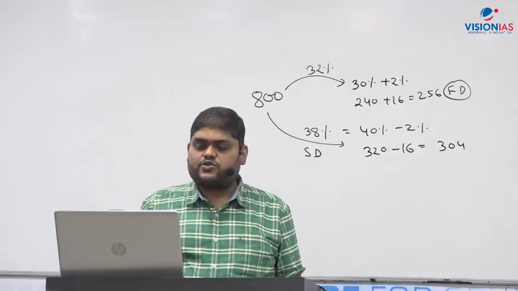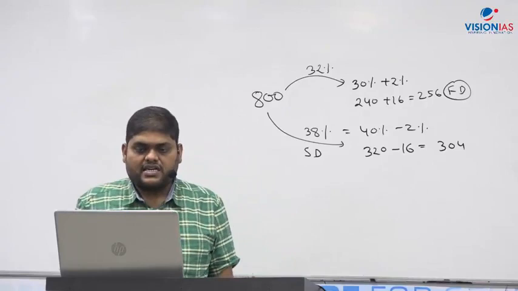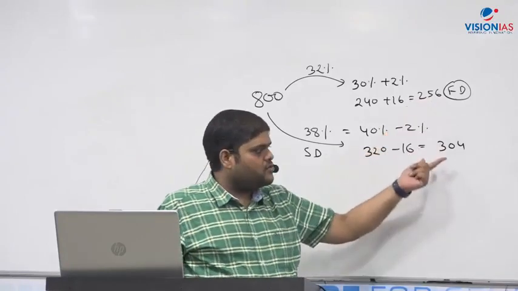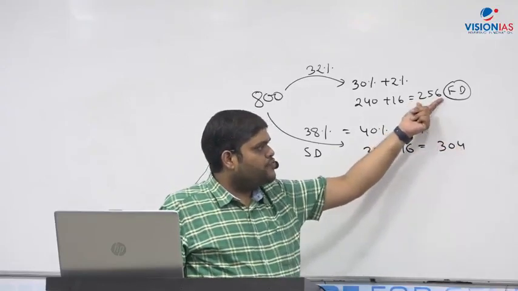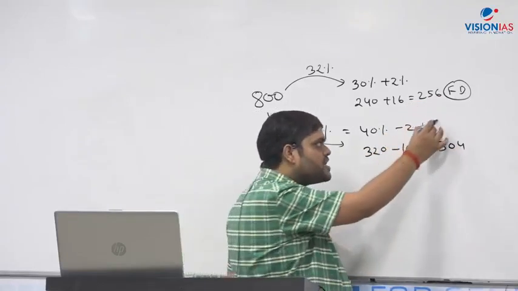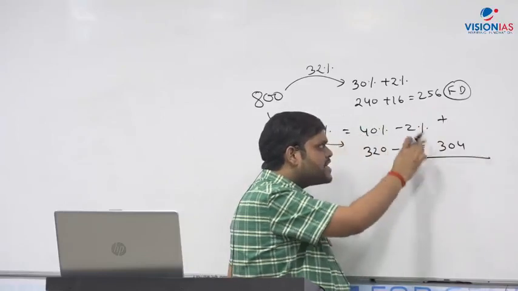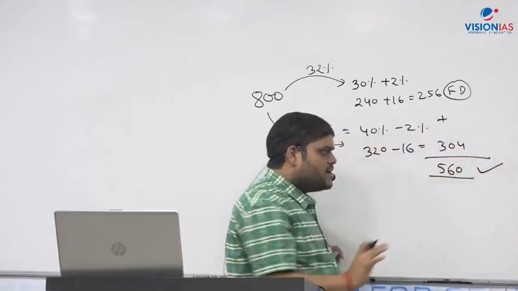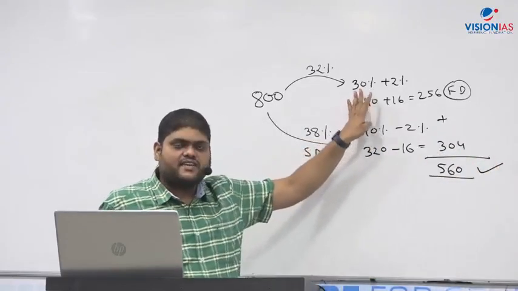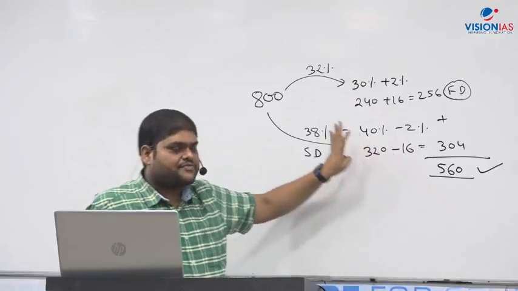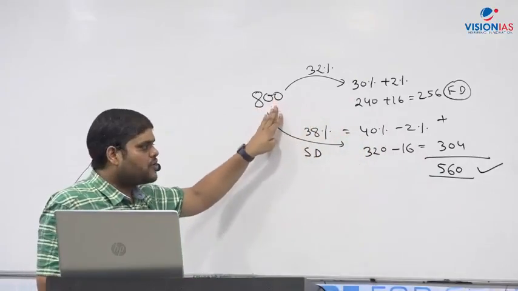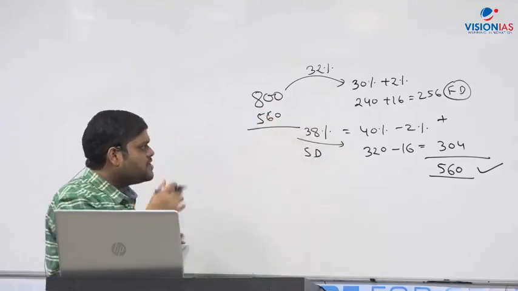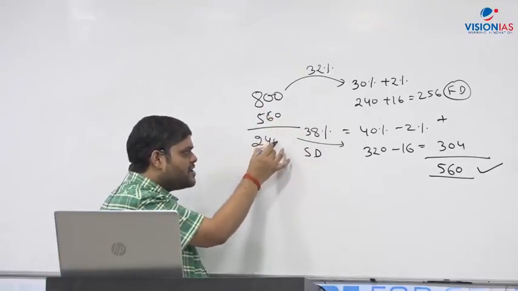10% of the remaining students failed. Now, how many are left? You can find out. 304, 256. If I add both the numbers, this becomes 560. That means 560 have got either first division or second division. How many are left? Out of 800, if you remove 560, then 240 are left.